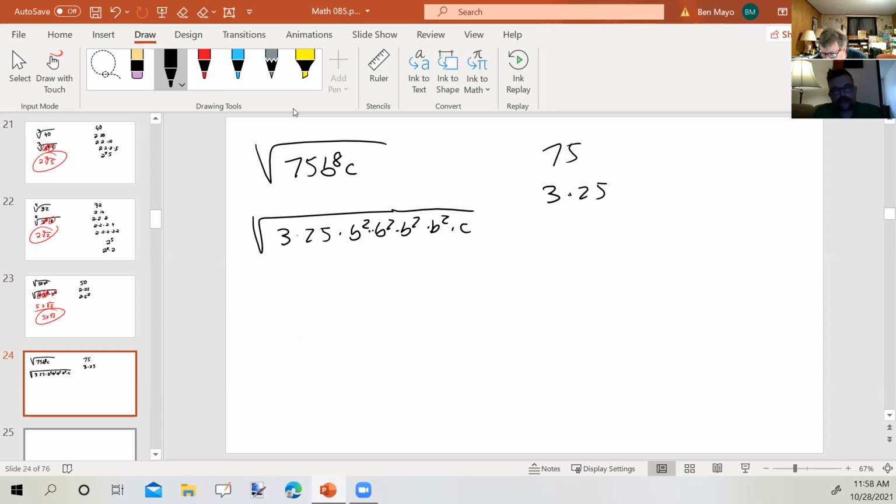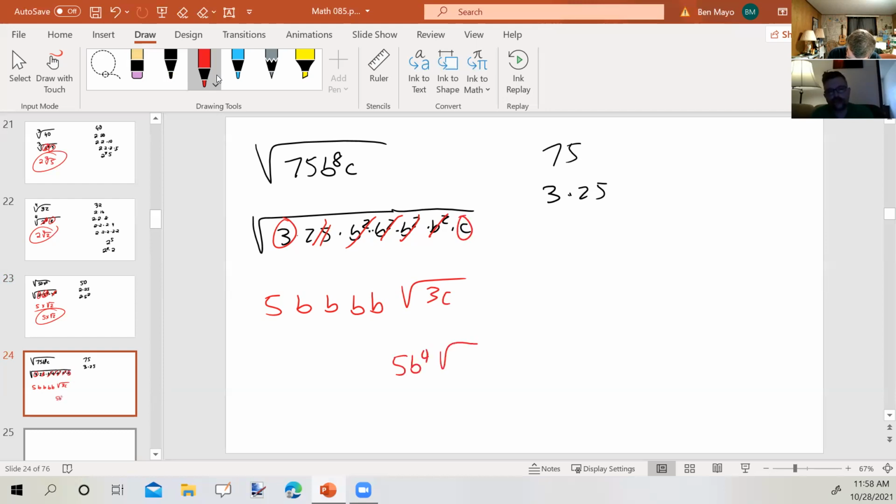Don't panic. There's an easier way, but I'm getting there. Okay. So now this isn't going anywhere. This would be a 5 outside. This would be a b outside. This would be a b outside. This would be a b outside. This would be a b outside. And I've got the square root of 3c left inside. So I've got 5b to the 4th square root of 3c. Okay. Now, that seems a bit ridiculous to do it that way, and I think it is, but I wanted to start there. Let's just take a look at the square root of b to the 8th power.